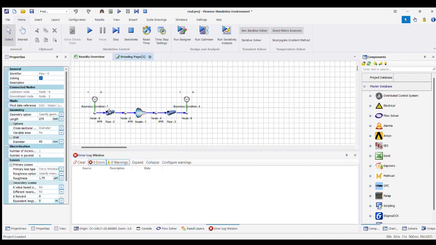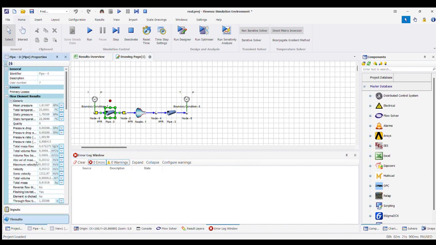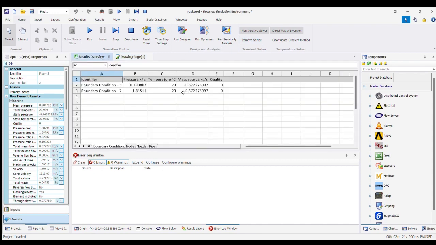The following results were attained. V1 is 0.2031 meters per second at a pressure of 1.7909 kilopascals. P2 is at a velocity of 1.69517 meters per second at a static pressure of 0.448332 kilopascals. Inlet and outlet showed the same mass flow of 0.67227597 kilograms per second. The negative and the positive sign show inlet and outlet.